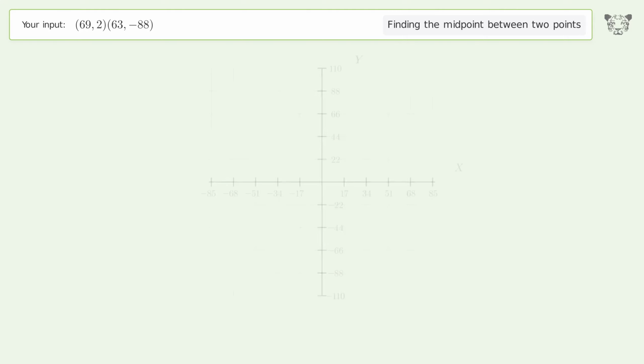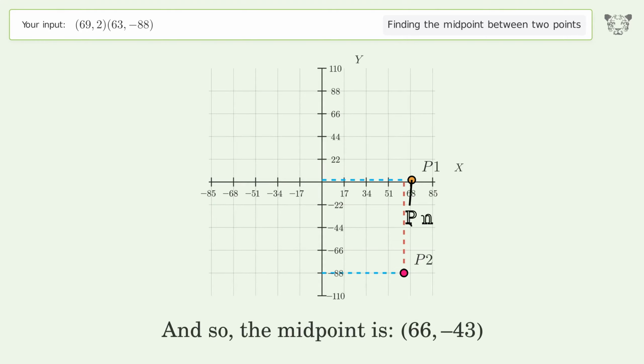And so, the midpoint is 66, negative 43.